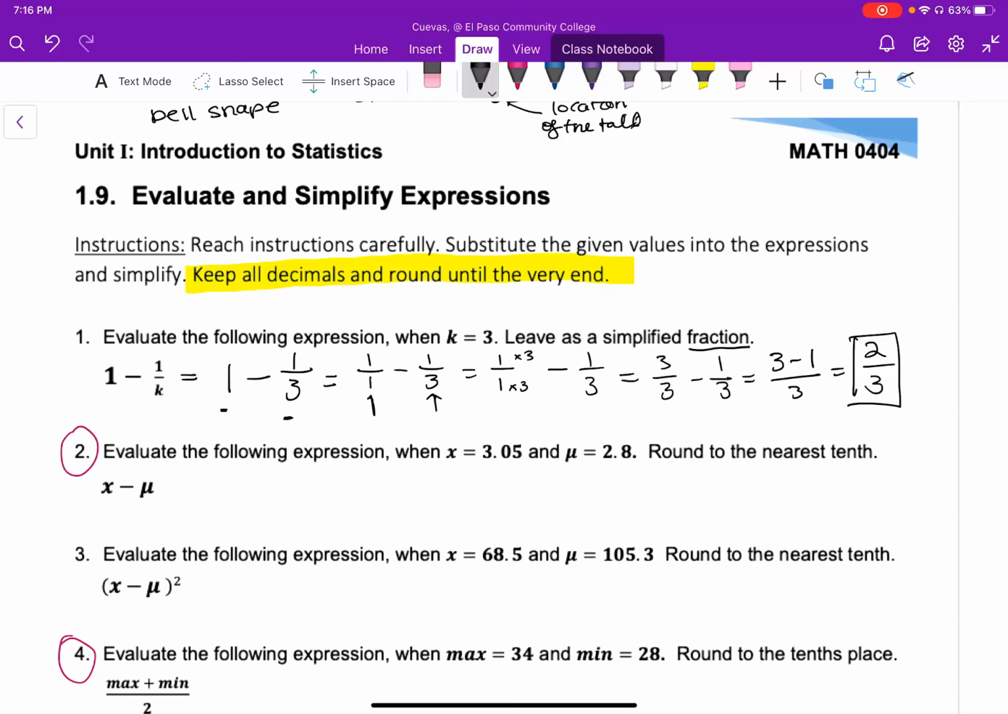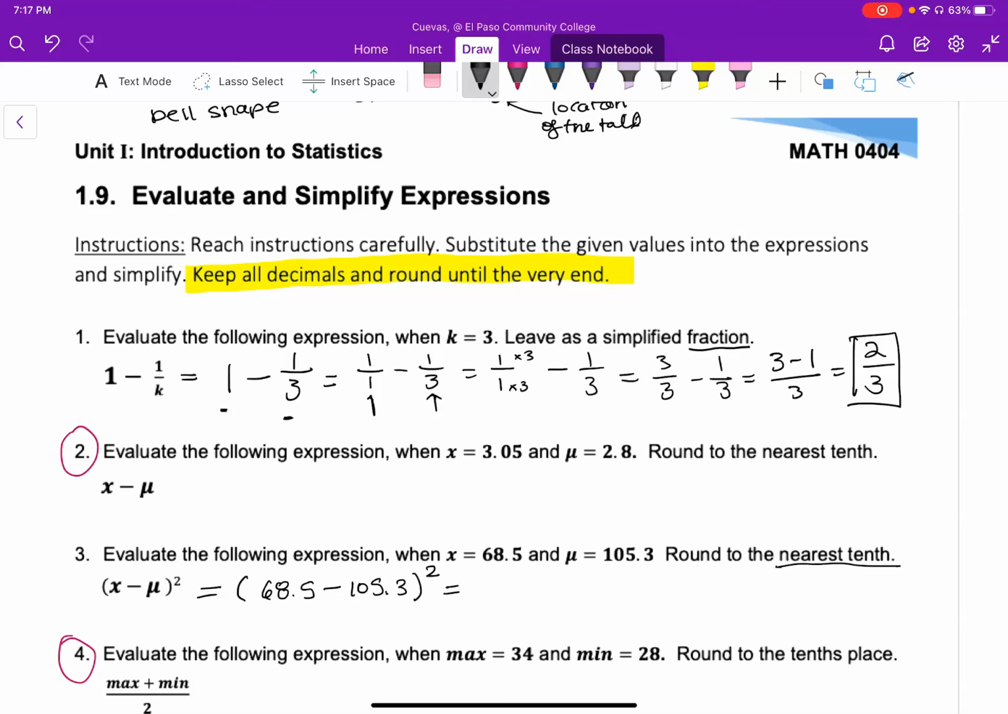Evaluate the following expression when x equals 68.5 and mu equals 105.3. Round to the nearest tenth. So here you notice they are asking you to round. Make sure that you're not chopping off too many decimals until the very end. So let's substitute: x is 68.5 minus mu is 105.3, squared.